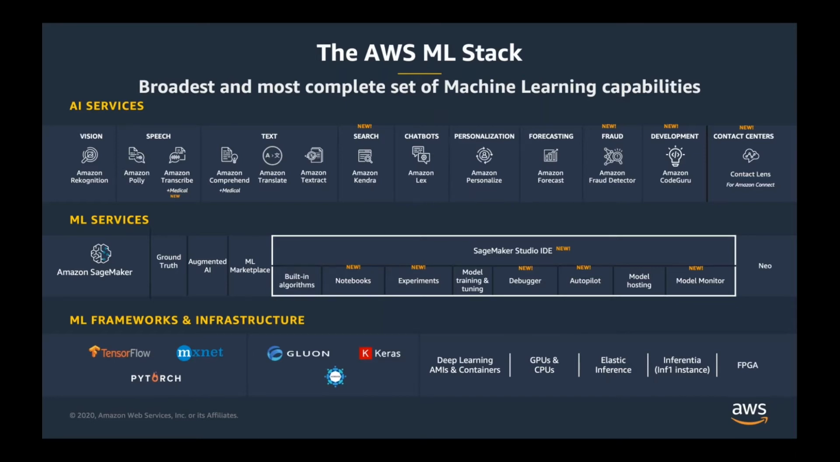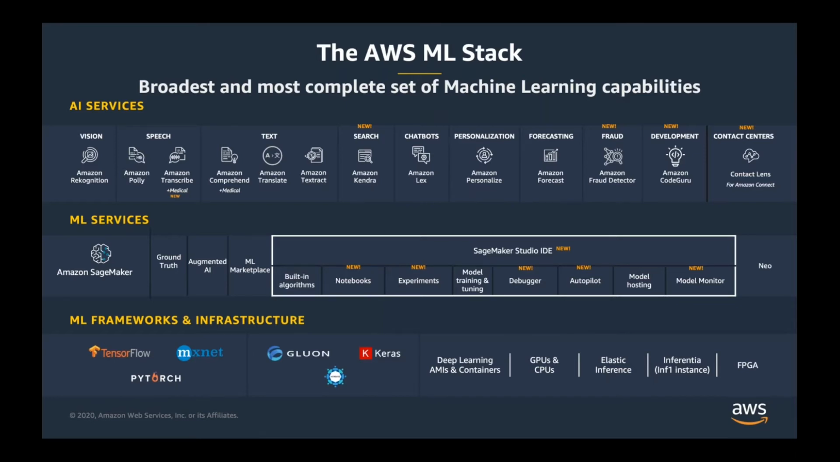Now, when we look one level lower into those machine learning services, these are the suite of tools under that SageMaker umbrella that makes it easy to build, train, and deploy your machine learning models. So we're going to be talking about some of those services here as well.